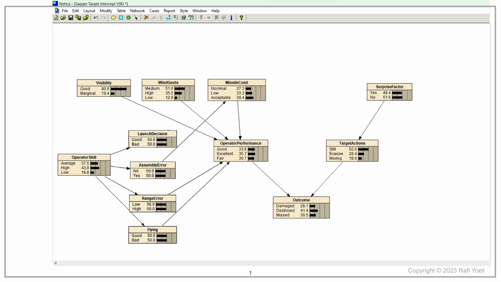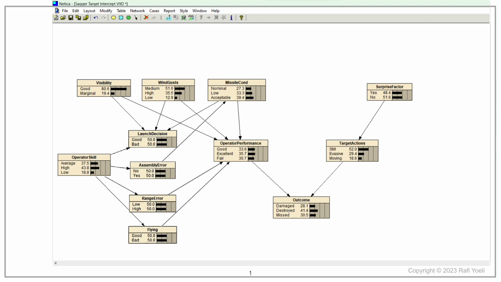Now, we all understand that the decision whether to launch or not is influenced very strongly by visibility, wind gusts and the missile's apparent condition. So we should also add causal links there to reflect that. Note that these top left 3 nodes now have 2 separate functions. The first one is to play a part in the decision the navigator has to make whether to launch or not, and then, when and if a missile is launched, affecting the operator's performance in real time.